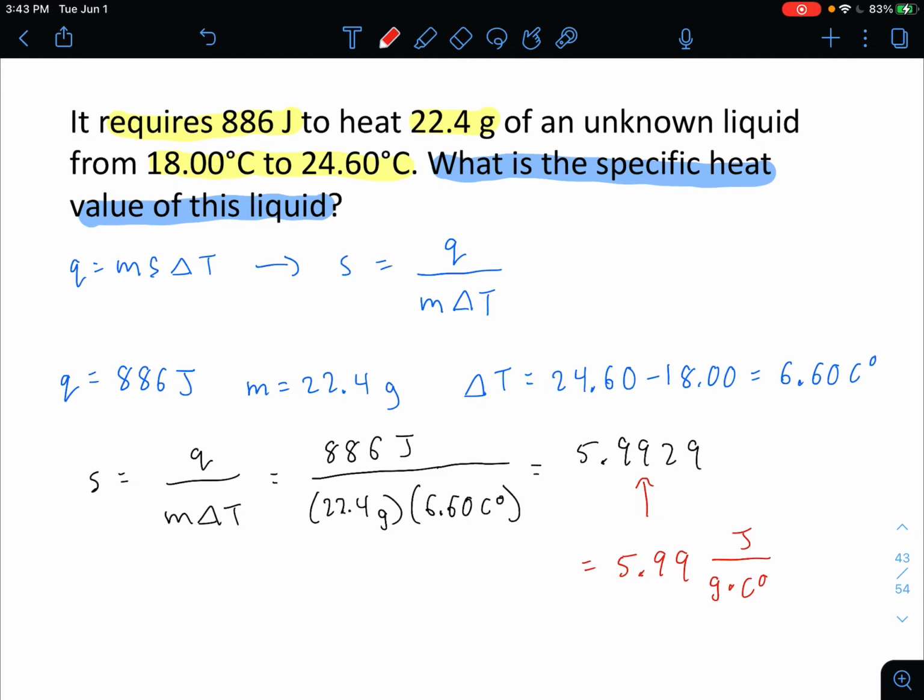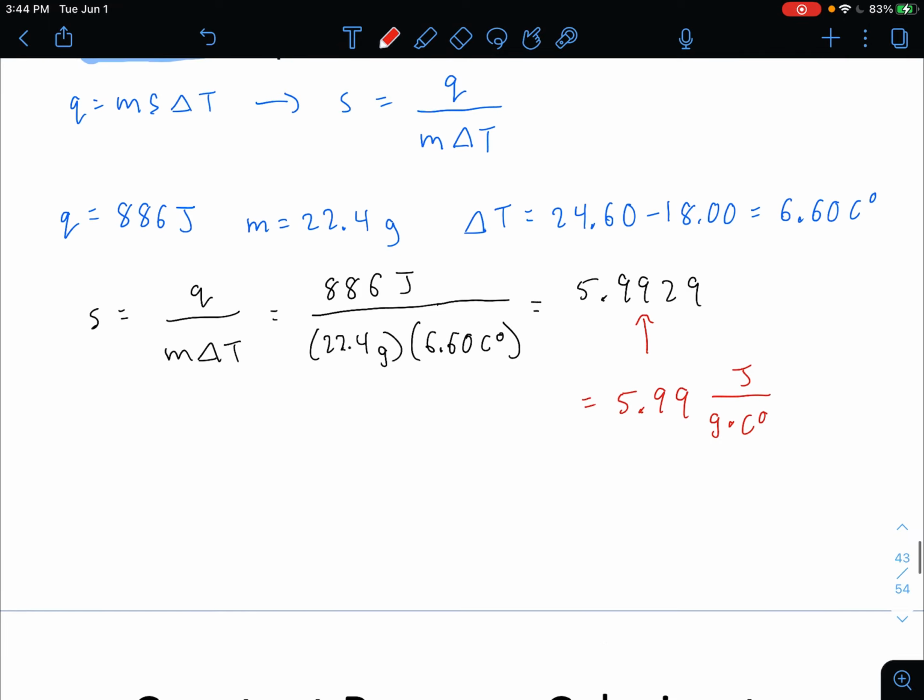That's a pretty large specific heat value, right? It's larger than the value for water, so it's telling me that it's even more difficult to change the temperature of whatever this unknown liquid is compared to water. Okay, so that's a good introduction into the Q equals ms delta T equation. We're going to see one more application of it, but kind of following along the same way.